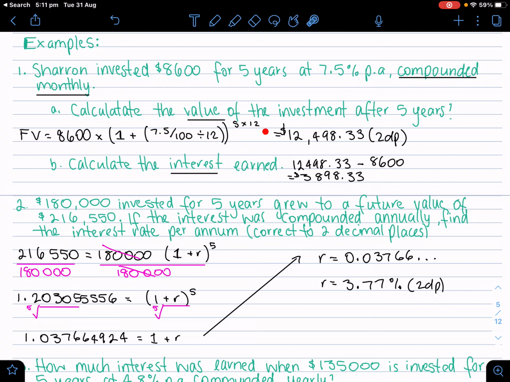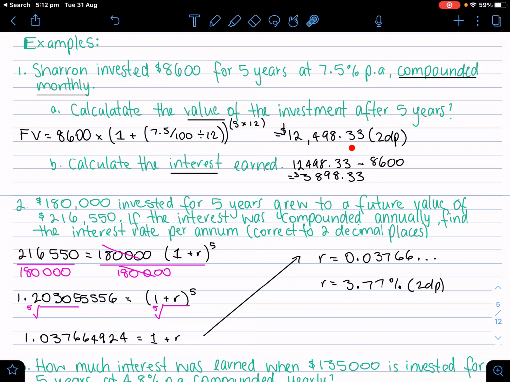Now, when we chuck this in the calculator, very important to use brackets, and I'm going to add another bracket just up here because the calculator needs that in order to do that power. When we type all of that in the calculator, we get this value here. This is the future value of her investment, $12,498.33. And I rounded off to 2 decimal places because when we deal with money, we round off to the nearest cent.